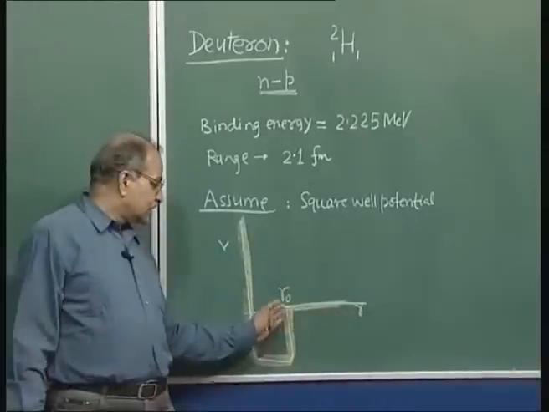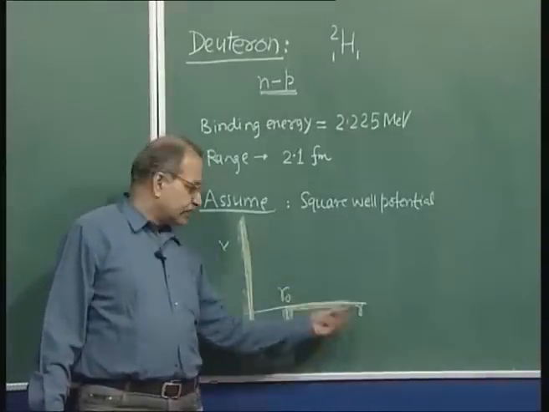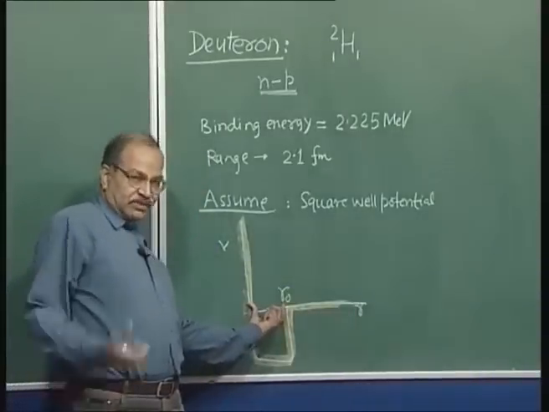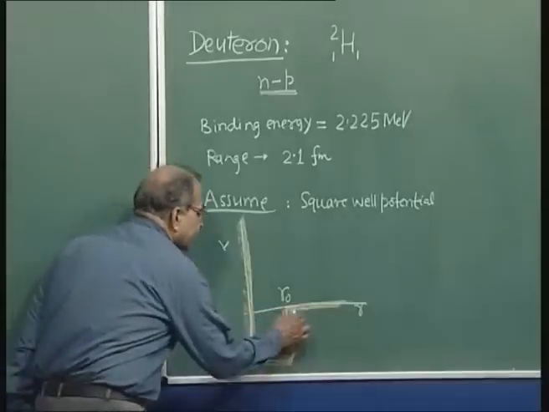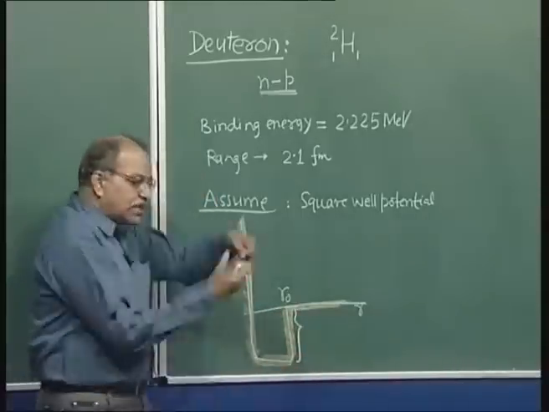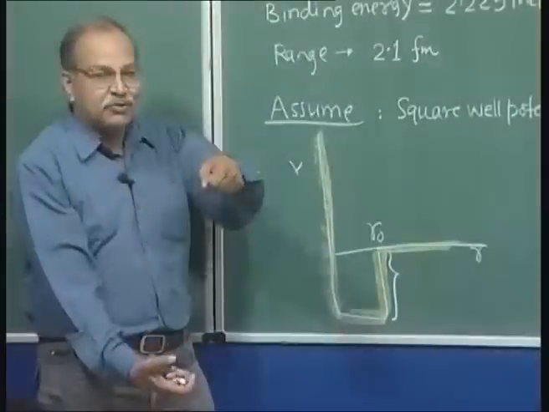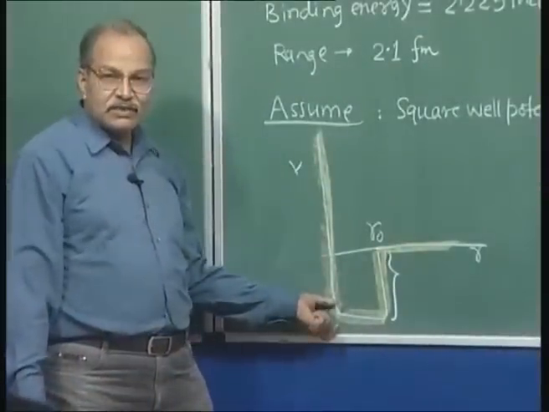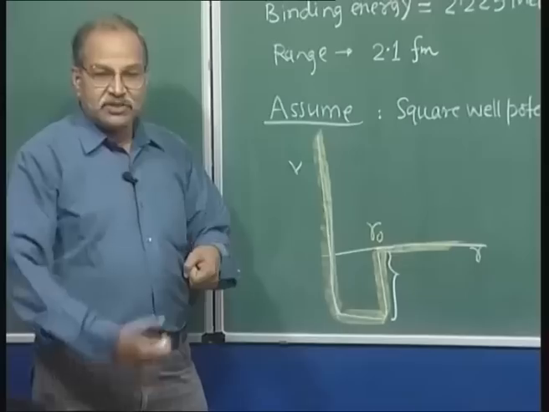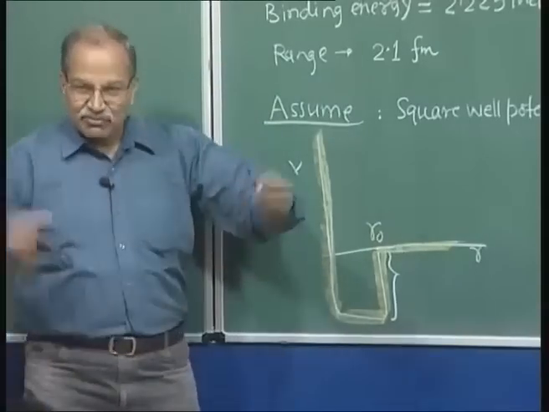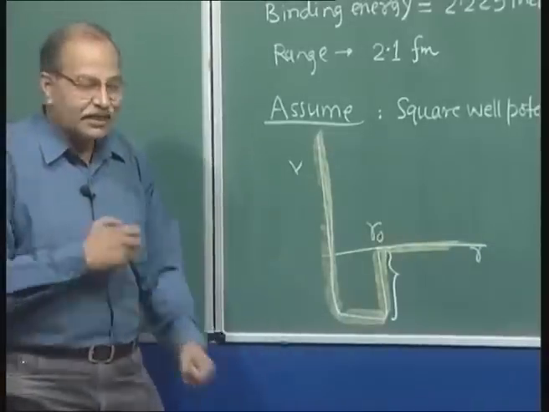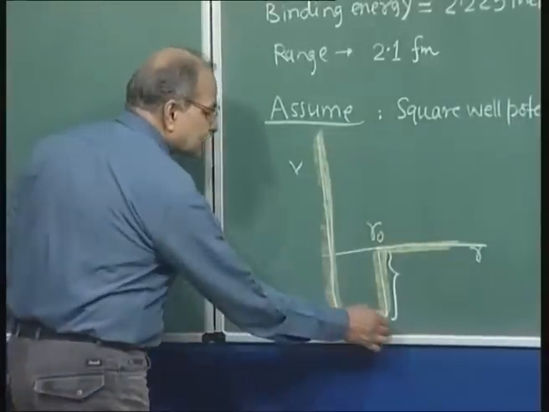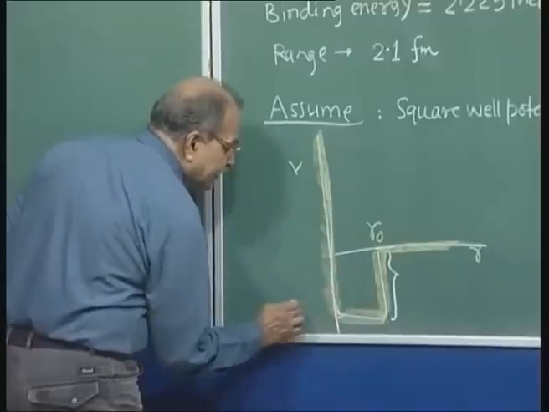So, this is that part, and this is the range in which the nuclear potential is effective, and this is the strength. How deep is the potential? This will be measured in mega electron volts. If the potential is deeper, that means the interaction is stronger. So, this is V naught, this point is minus V naught.